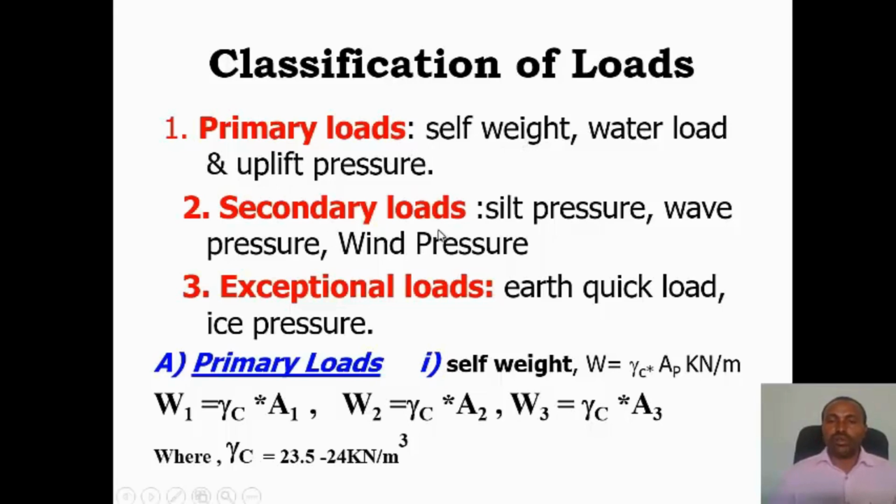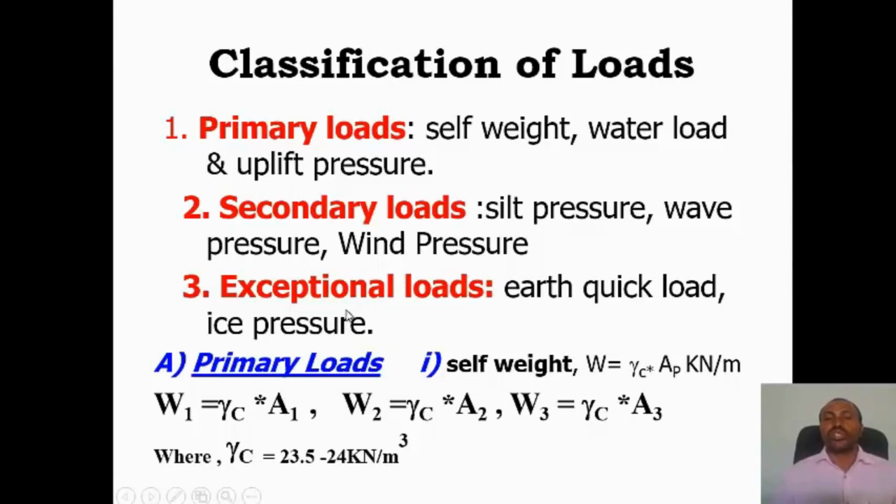Okay, secondary loads: silt pressure, wave pressure, and wind pressure. You may have or may not have these, it is site specific. Silt may accumulate if the river is affected by erosion, etc., upstream of the reservoir. Wave pressure is similar, and so is wind pressure. And exceptional loads are those under extreme damage level. You may have earthquake load and ice pressure. So these are exceptional loads.